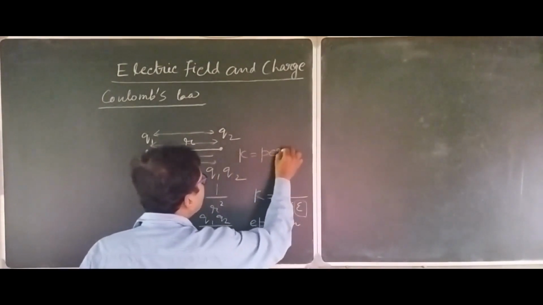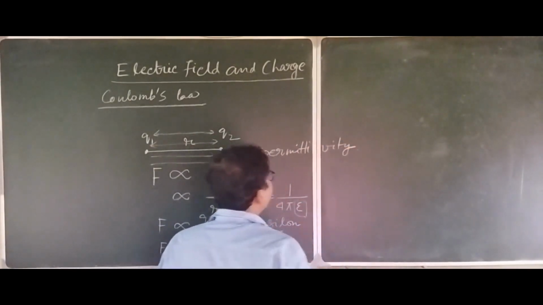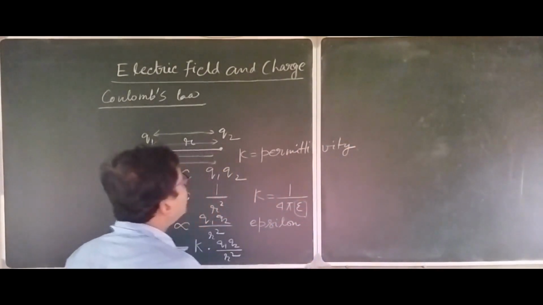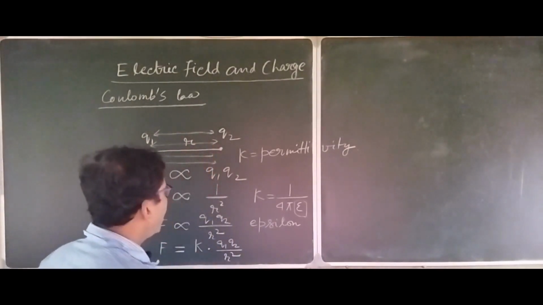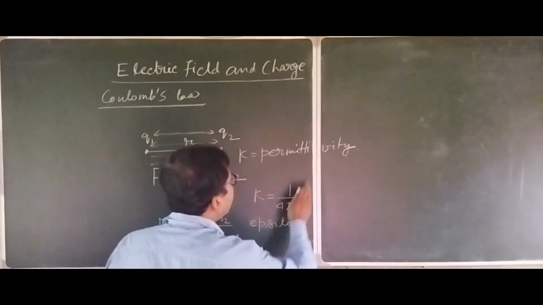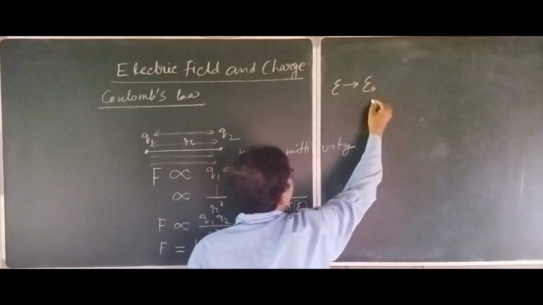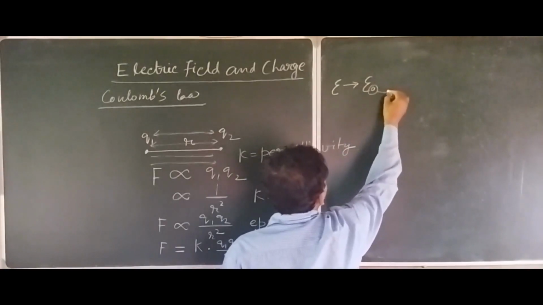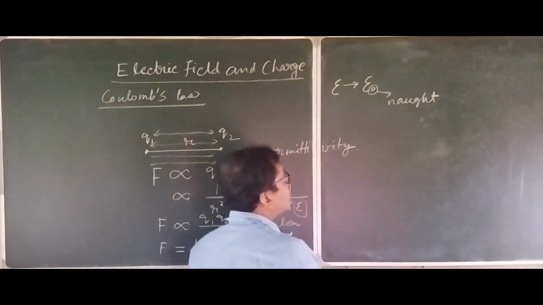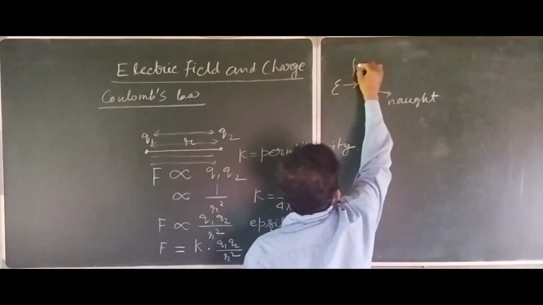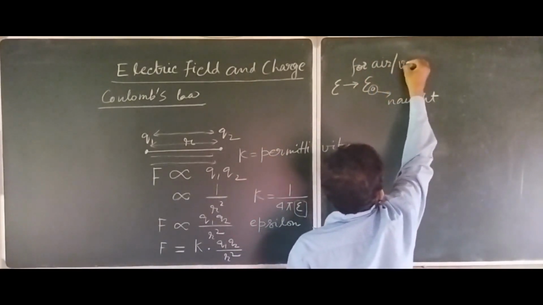K is called permittivity. Now, if the intervening medium is vacuum or air, we separately write this term as epsilon naught, and this happens for air or vacuum.